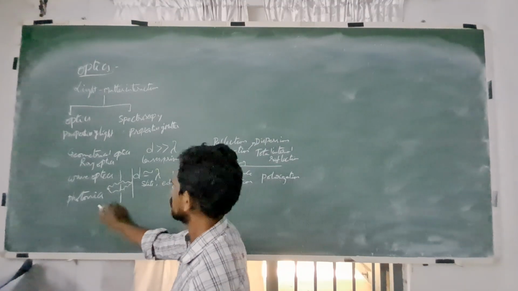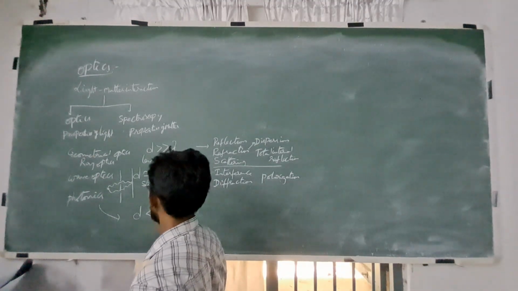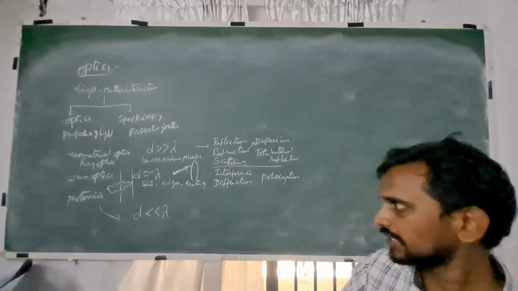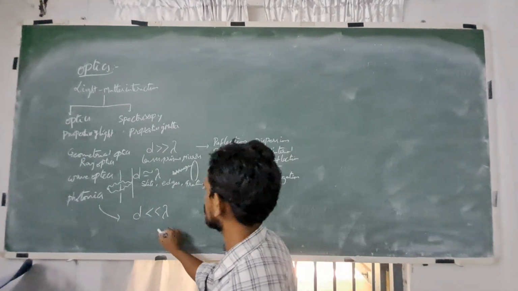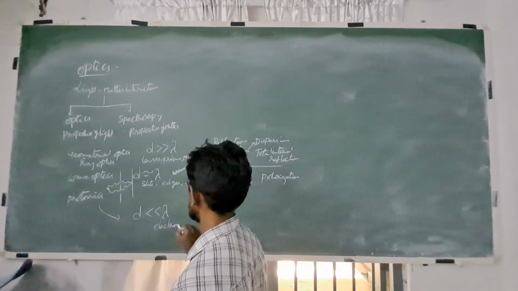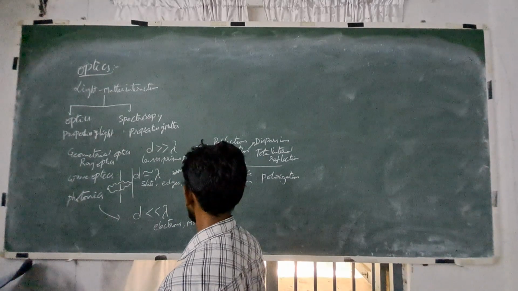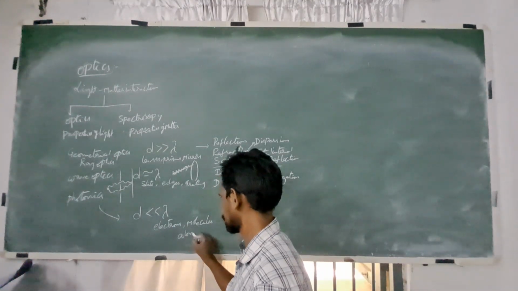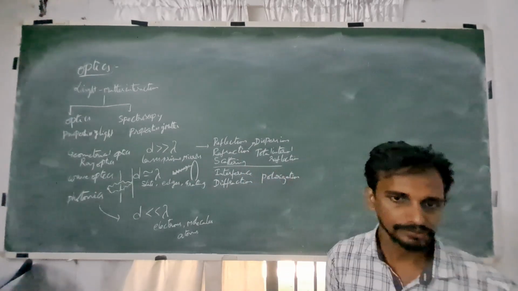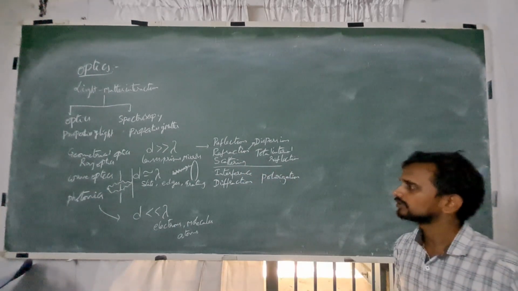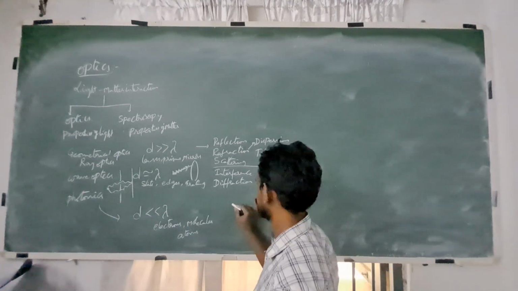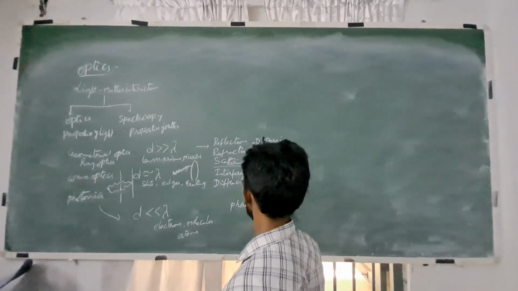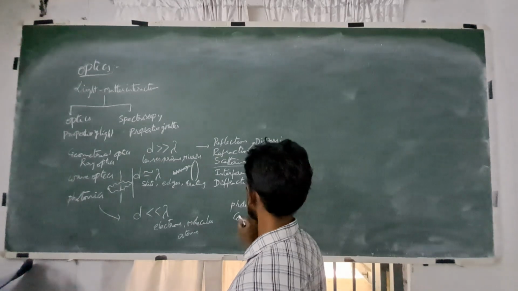Next one is photonics. Here the size of the object is very small compared to the wavelength of the light used. In this case the light will be interacting with the electrons, the molecules, atoms, etc. So the phenomena that we come across are the photoelectric effect, Compton effect.